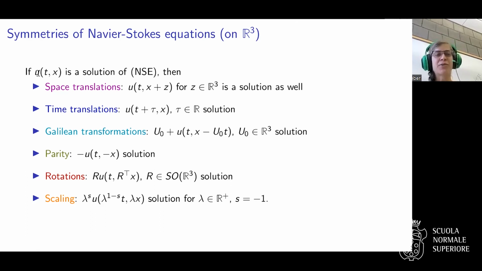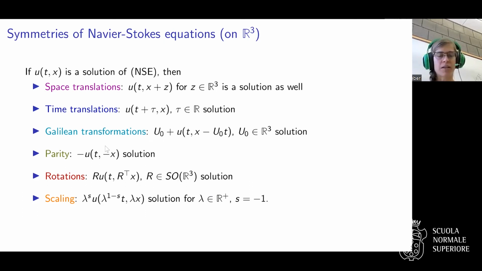If you have a solution U of the Navier-Stokes equations and you translate it in space by some vector Z, then this will again be a solution, assuming the noise has the same property and ignoring the initial condition. Similarly, if you translate in time by some real number tau, you will again obtain a solution. You can also do Galilean transforms, which is this type of transformation here. Here U0 is a vector in R3, and you translate the spatial variables and add this U0.